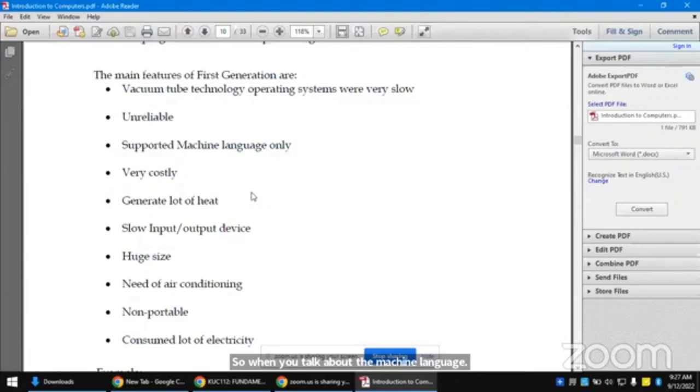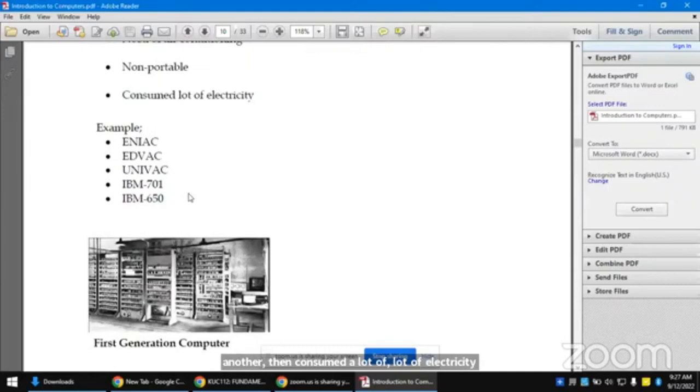Then very costly, generated a lot of heat, slow input and output device, a huge size. There was also need of air conditioning because they generate a lot of heat. Then they were non-portable. You could not move them from one point to another. Then consumed a lot of electricity. So that's an area you have to look at.